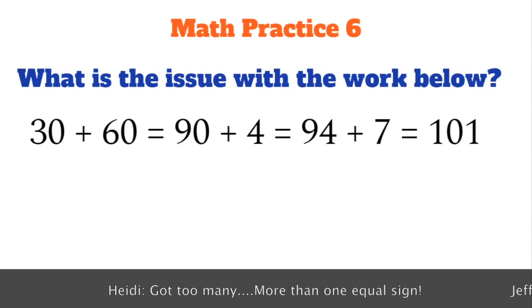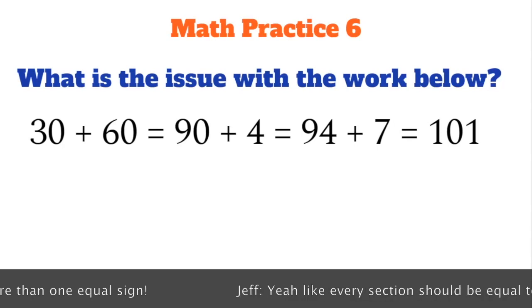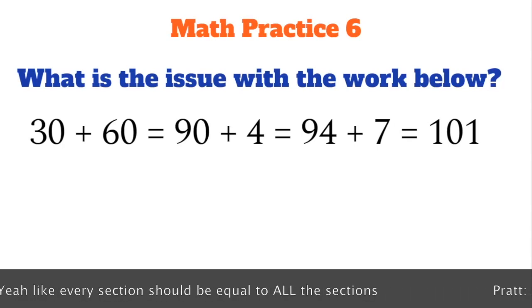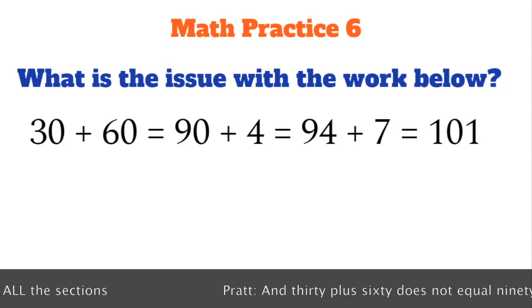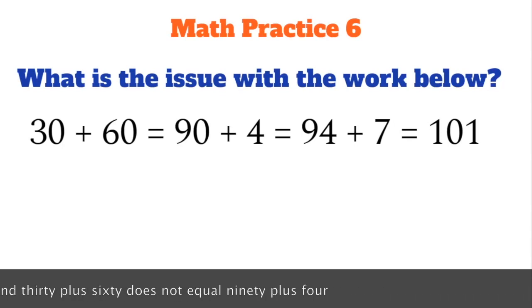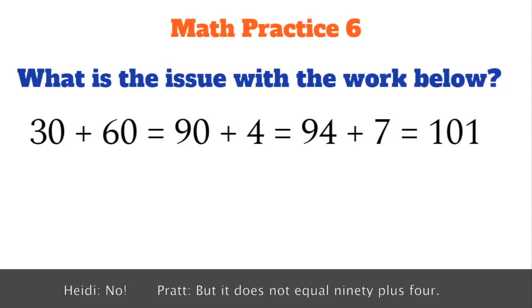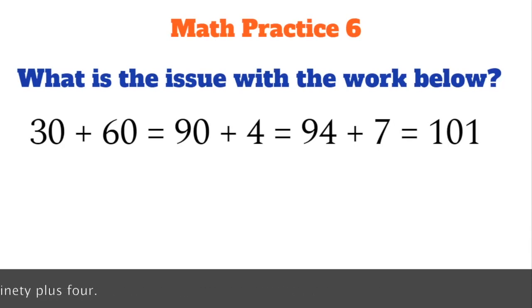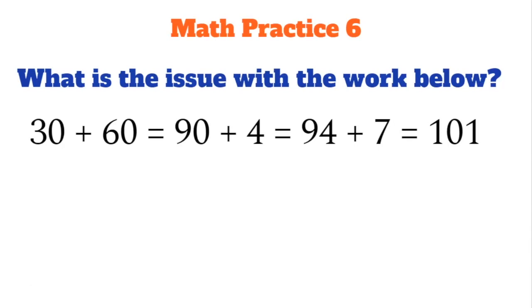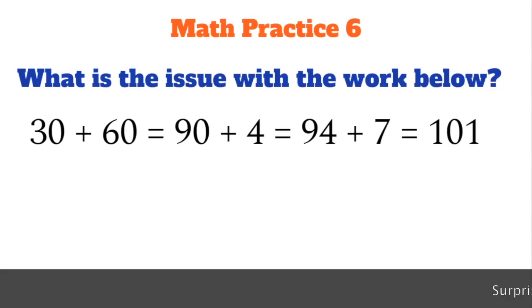There shouldn't be more than one equal. Yeah, like every section should be equal to all of the sections. Exactly. 30 plus 60 does not equal 90 plus 4. But 30 plus 60 equals 90, so it's fine, right? No. But it does not equal 90 plus 4. I have middle schoolers who are still making this mistake because they're lazy. Thankfully, they're showing their work, so I have to give them points for that.